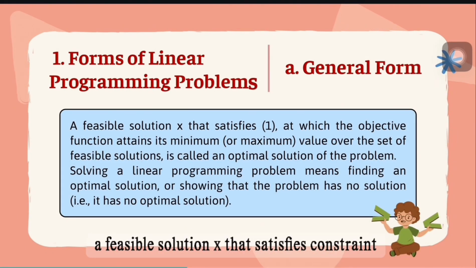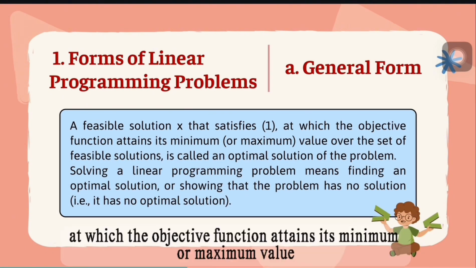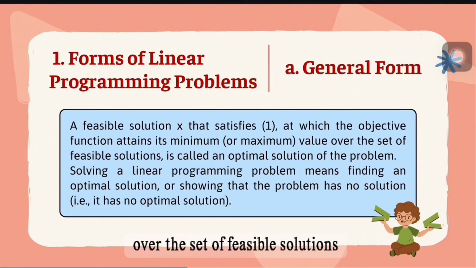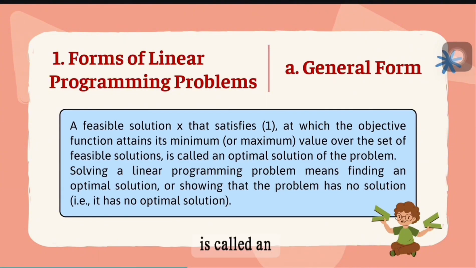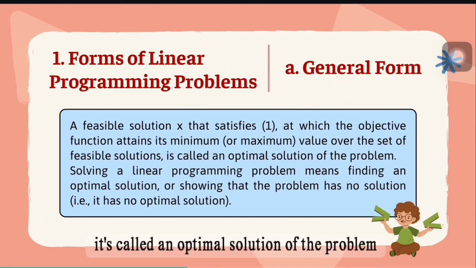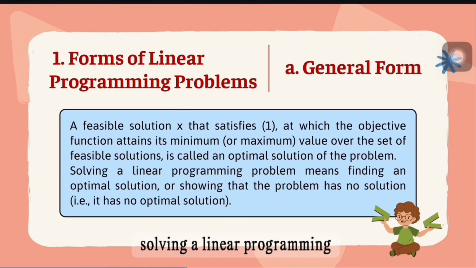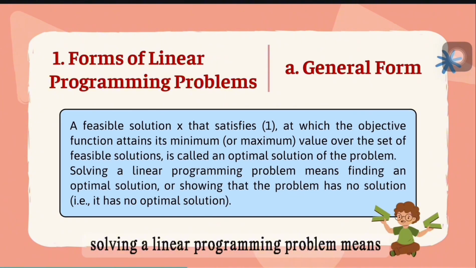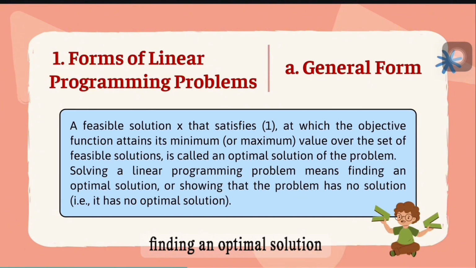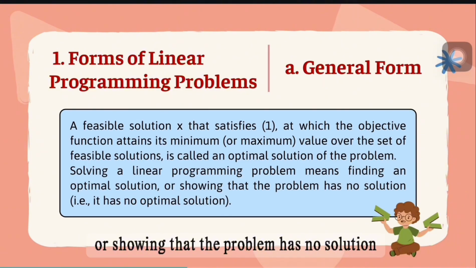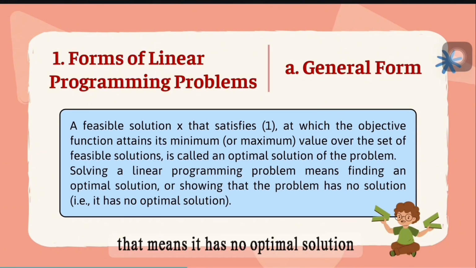A feasible solution that satisfies the constraints, at which the objective function attains its minimum or maximum value over the set of feasible solutions, is called an optimal solution of the problem. Solving a linear programming problem means finding an optimal solution, or showing that the problem has no solution. That means it has no optimal solution.